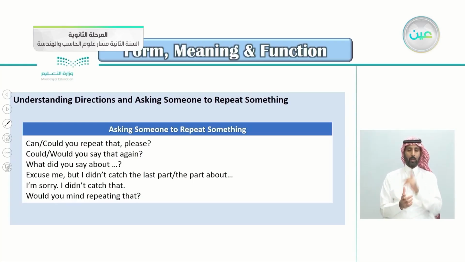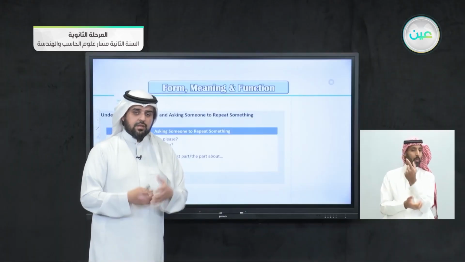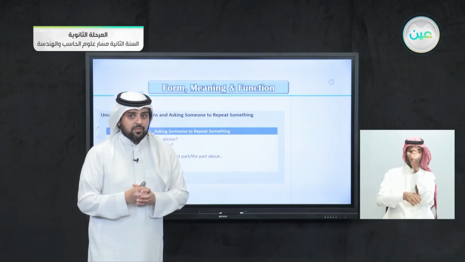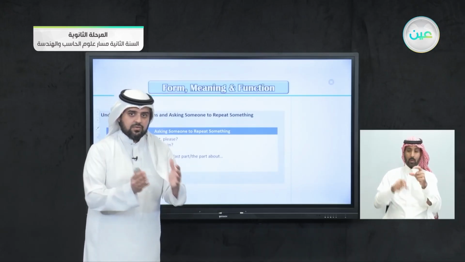Would you or could you say that again? What did you say about the mosque? For example, that the bank is next to the mosque. You can say, what did you say about the mosque? The bank is next to the mosque.